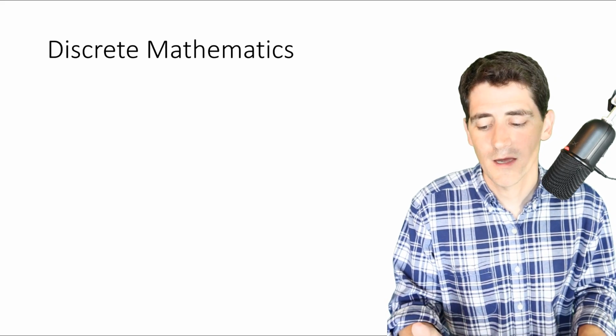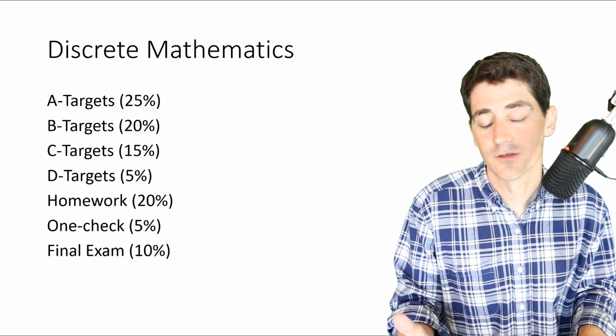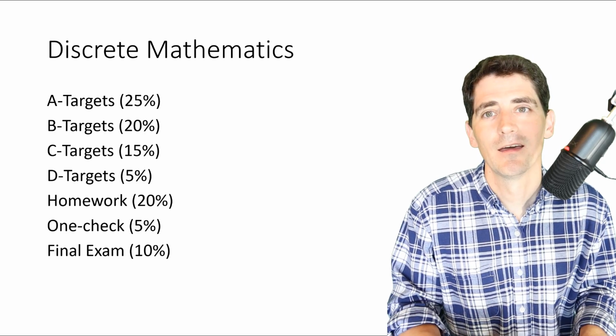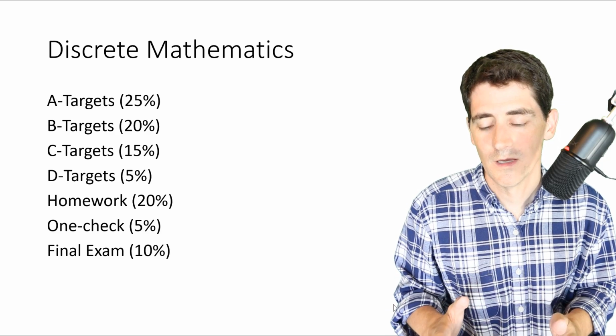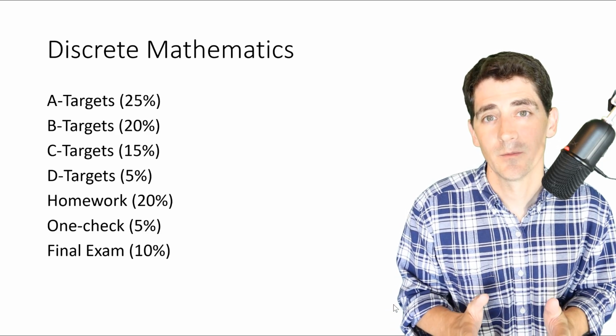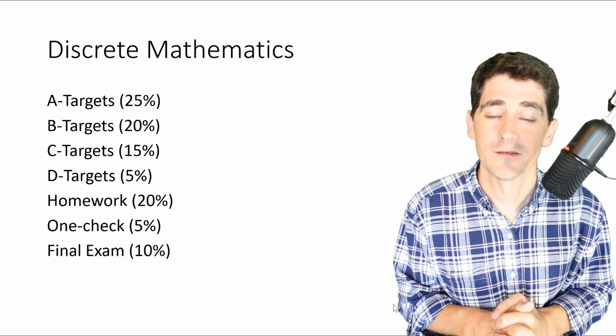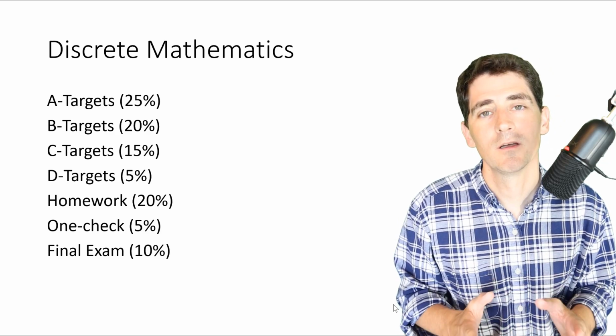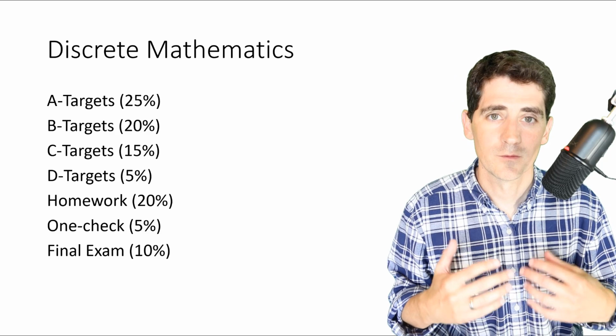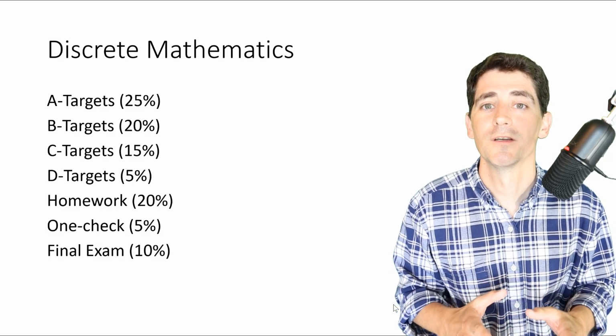So for my Discrete Math course, I have these particular targets, A, B, C, D. In this course, A represents the proof techniques. B is basics, C is complementary, D is definitions. And discrete definitions is a very important concept that a lot of young students want to overlook. So I make some short quizzes going over definitions from the chapter.